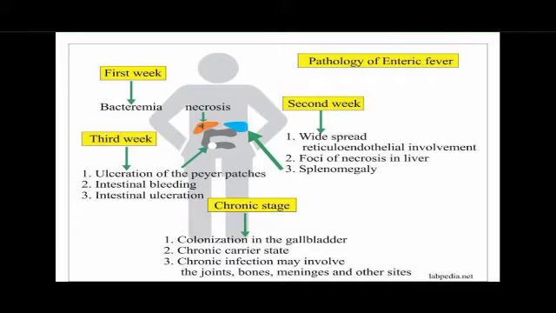And diarrhea will become apparent. If left untreated, there is a high risk, in 5 to 10 percent of patients, of intestinal hemorrhage or perforation. Rare complications include hepatitis, pneumonia, nephritis, osteomyelitis, and myocarditis, and 2 to 5 percent of patients may become gallbladder carriers. So these are the clinical features of typhoid.